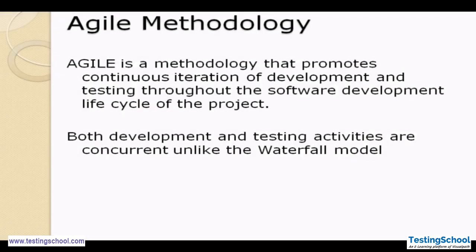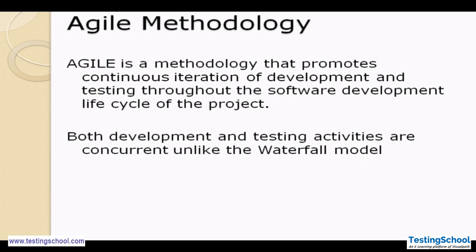Let's see what the agile model is all about. Agile is a model, or you can say a methodology, that promotes continuous iteration of development and testing throughout the software development life cycle of the projects. So in the agile model, we can say it is a continuous working of functionalities, where you can implement your changes in the current cycle also.